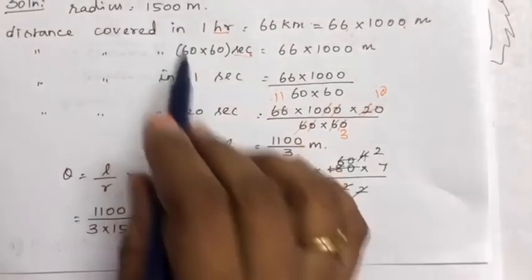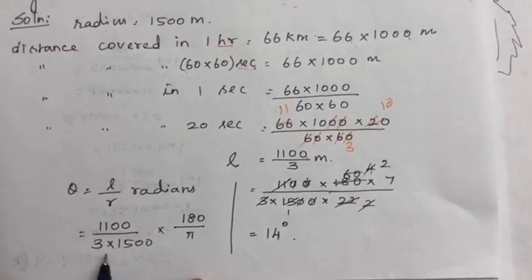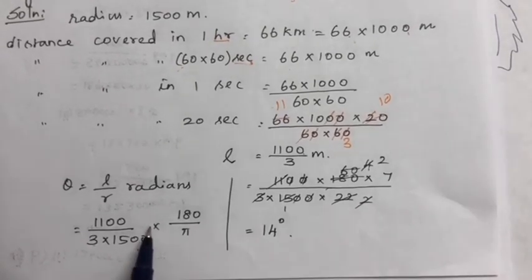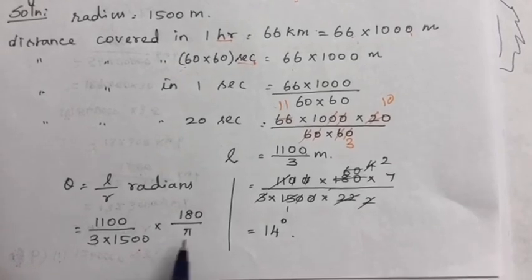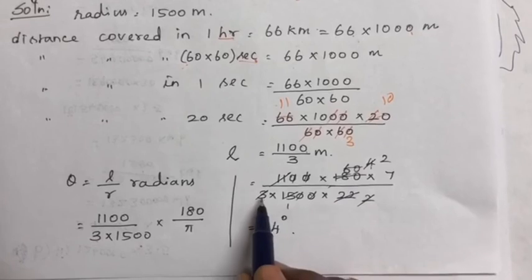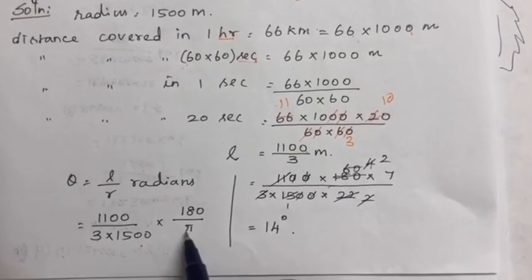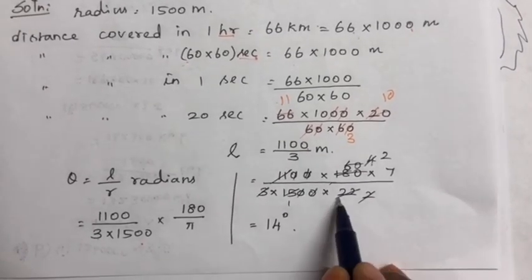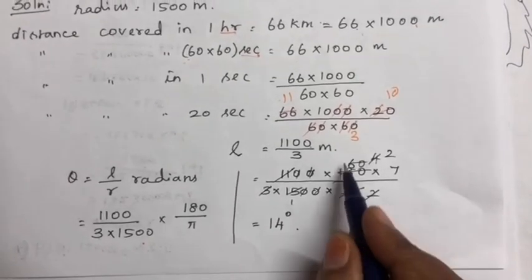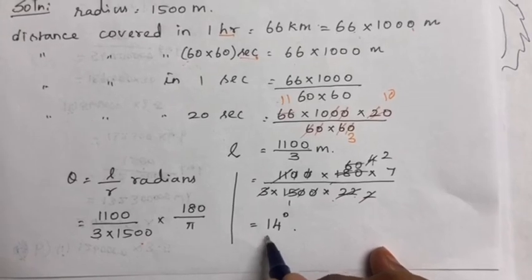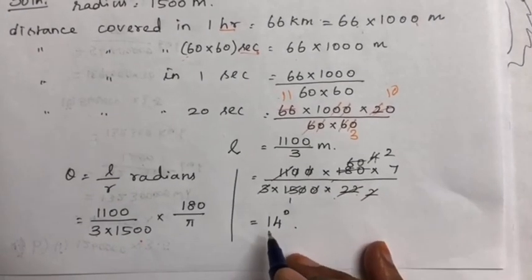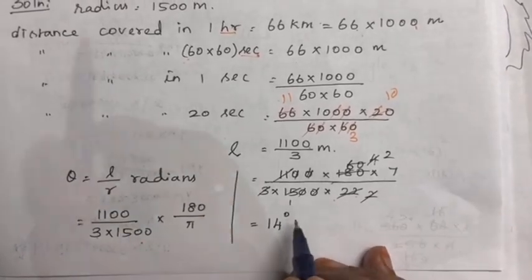And radius R is 1500. So, I have to write it in the denominator. So, 3 into 1500 into 180 divided by pi. So, 1100 into 180 divided by 3 into 1500. Pi is 22 by 7. So, while writing, 22 reciprocal, 7 divided by 22. So, after doing all the simplifications, you get 14 degree. So, the angle it turns in 20 seconds is 14 degree.